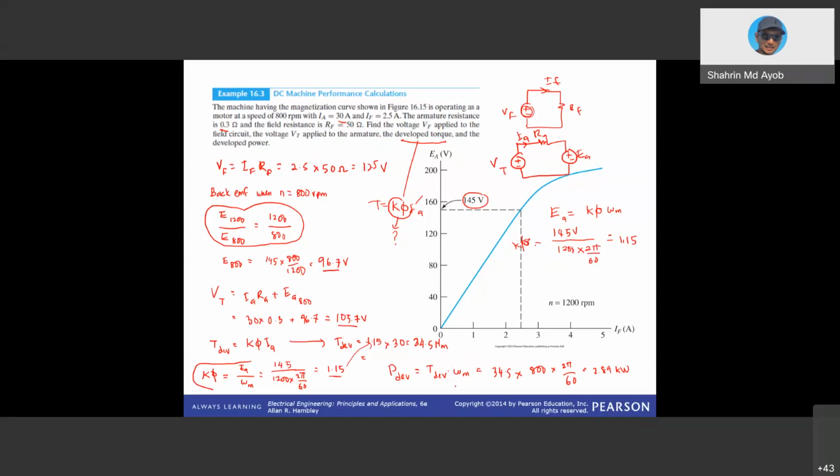And for the mechanical power developed, you just multiply the torque with the speed. But the speed here is in RPM, so you need to convert into radian per second by multiplying by 2 pi over 60. So you will obtain the value of 2.89 kilowatt.